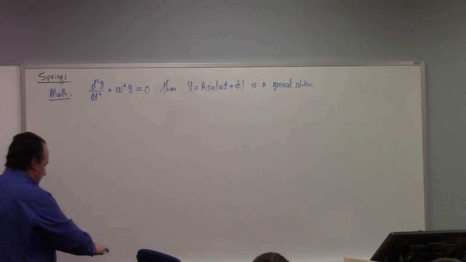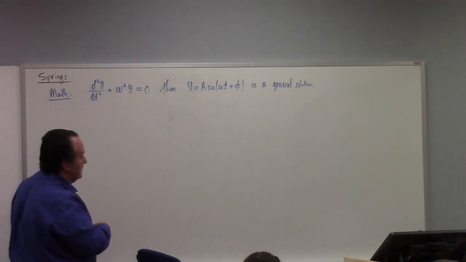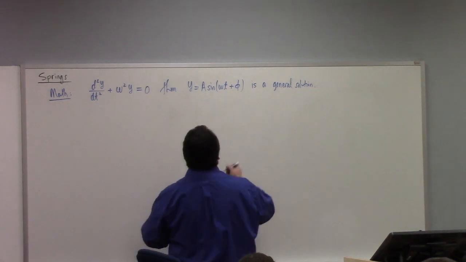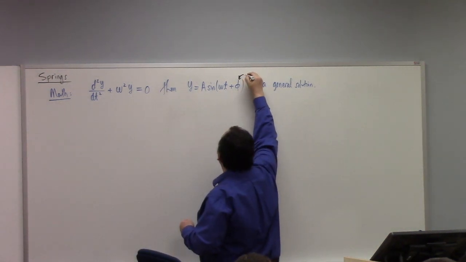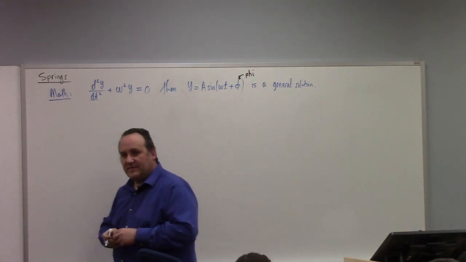So let me just give you an example. Circle with the line here, what is that called? Phi, just phi. Yeah, this is phi. So you could also call it the phase angle.